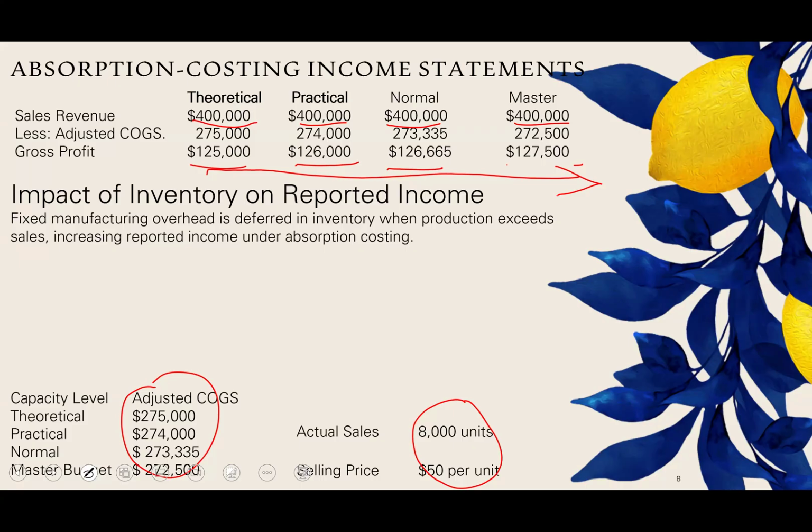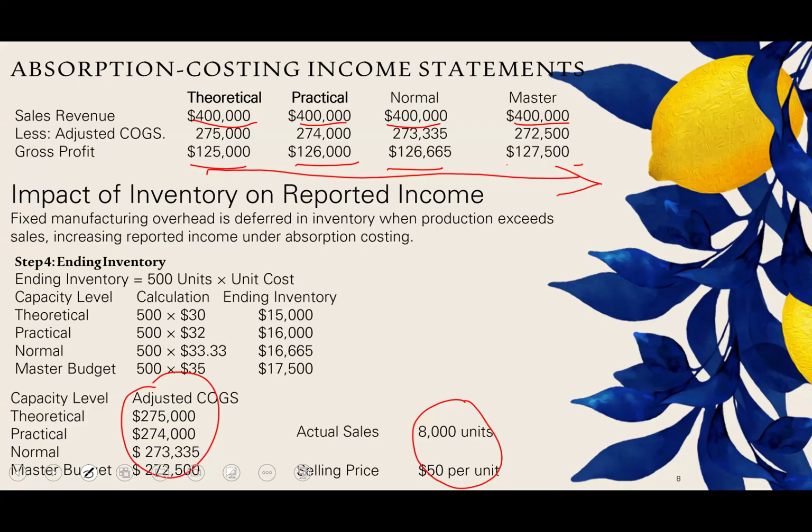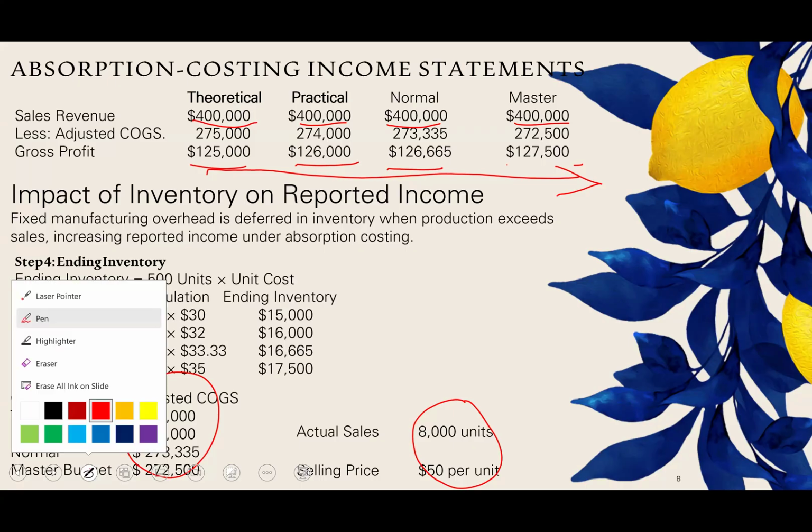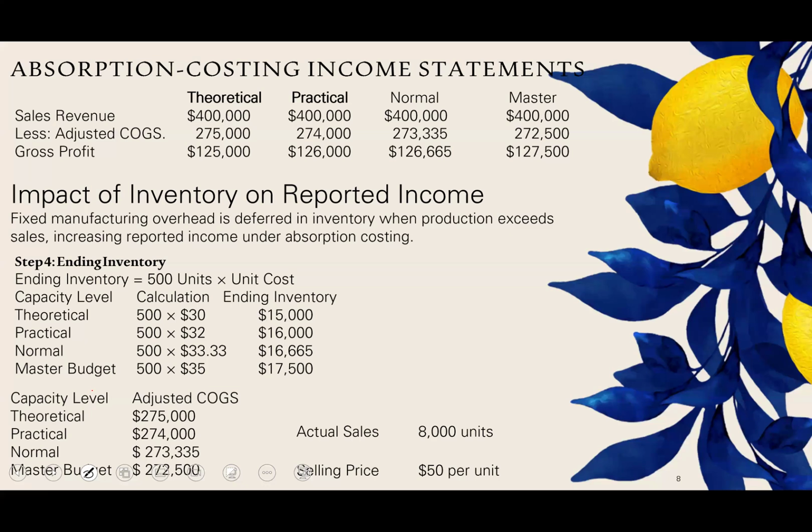Okay. Now let us look at the impact of inventory very briefly, because right now we are looking at cost of goods sold's impact on gross profit. Now let's look at the value of inventory. I'm going to clean this one up a little bit. Okay, what is happening here? Remember, I had 500 units in inventory. Okay, for each one of them, I had the product cost per unit, and this was the value of my ending inventory. Again, you can see higher the value of ending inventory, okay, higher is my income.